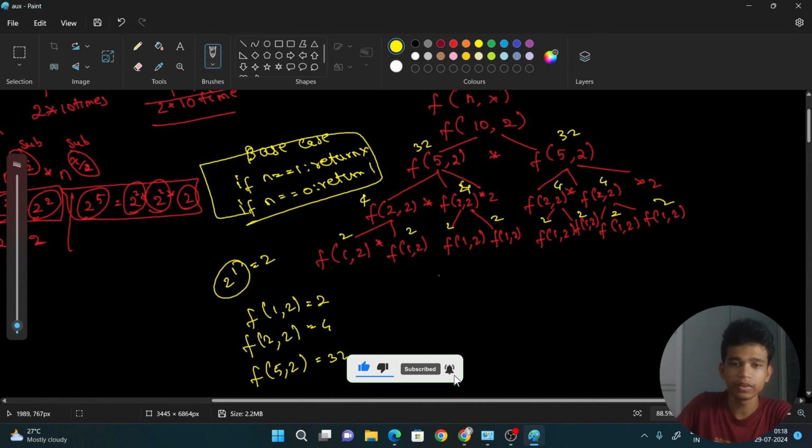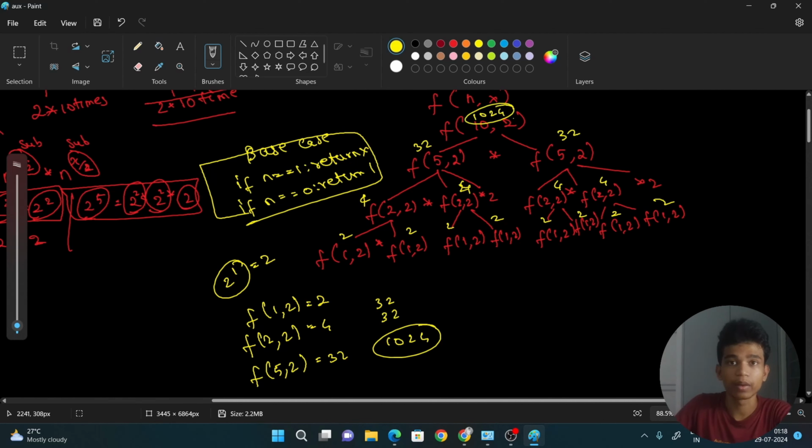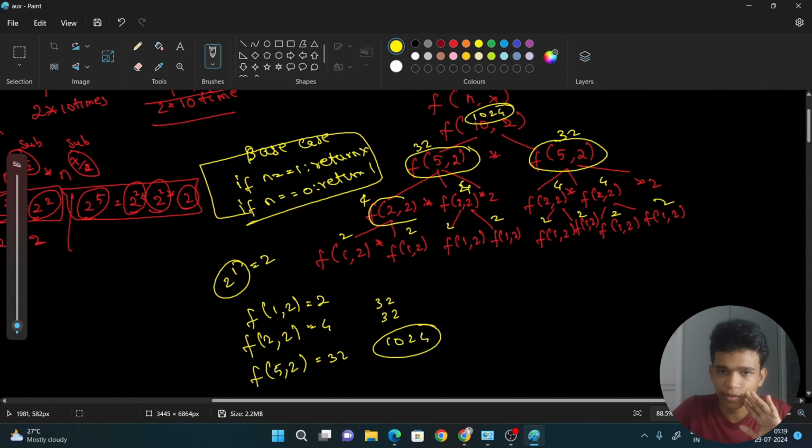Now again 32 into 32. What is my value? It is 1024. So here comes 1024. I computed the answer, right? Hold on. Do I have to go up to this, return this, and then compute this? No, it is not necessary. Why? Because see here, for this f of 5 comma 2, here also f of 5 comma 2. For this f of 2 comma 2, here also 2 comma 2, but 2 is repeated.